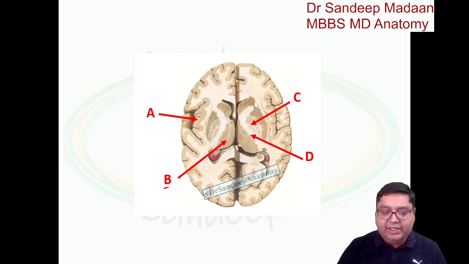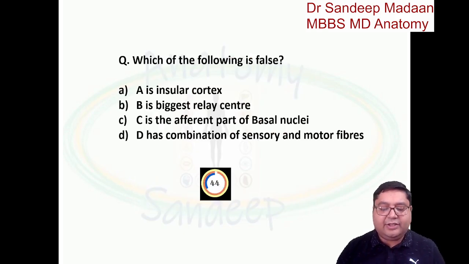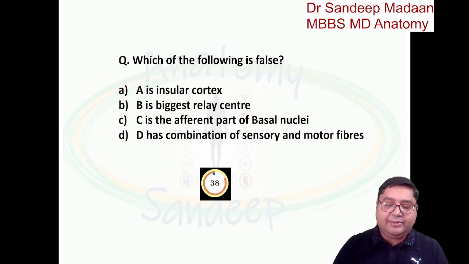And what about D? D is the internal capsule, particularly the posterior limb of the internal capsule. But what is the choice over here? That D has the combination of sensory and motor fibers. Yes, that is true, because it is the internal capsule and it is having the combination of both.